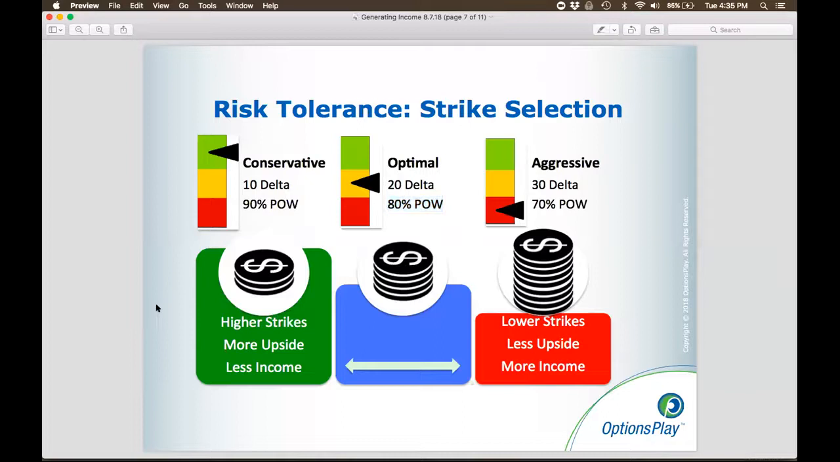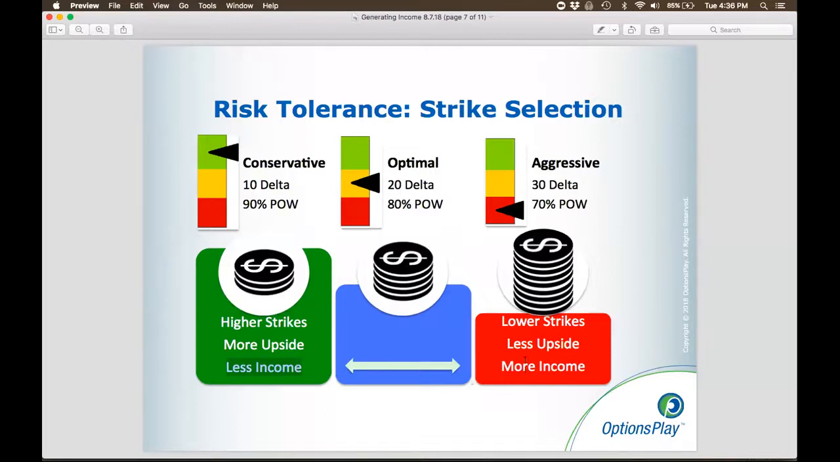So when we're talking about conservative strikes, these are 10 delta calls, or calls that have very low probability of the stock being sold at that price. So these are higher strike prices based on the current price. This gives your stock a lot more upside room to run before your stock gets called away. In exchange for that, you're going to get less income.